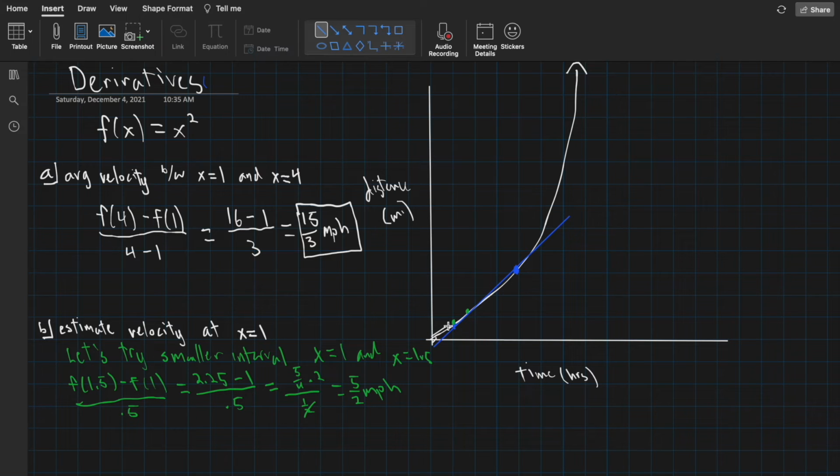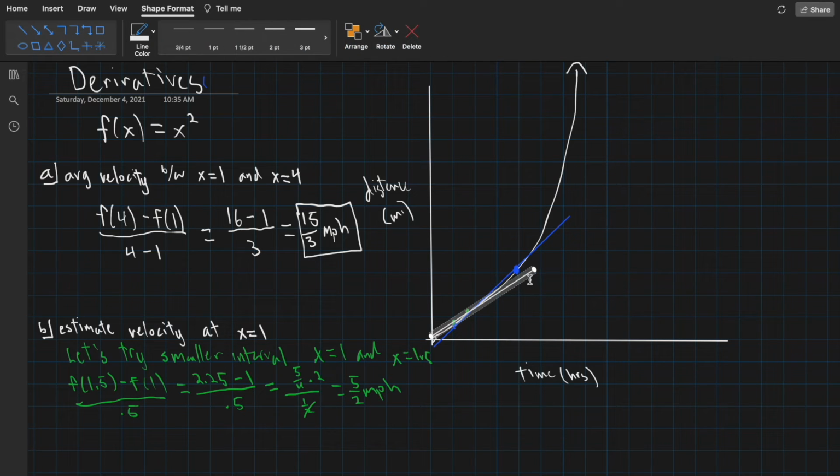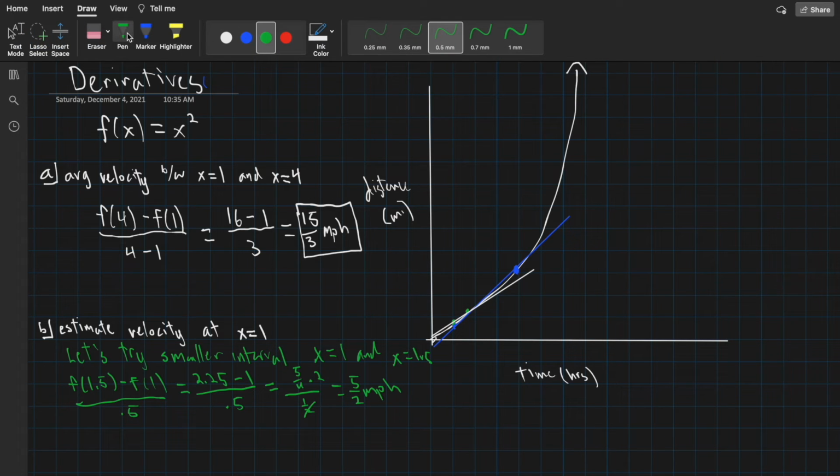Okay, so it should be a shallower slope like that. So now our line is actually going to be a little shallower, giving us a better idea of what our speed is at x equals 1. But the issue is that this is still way too wide of an interval.